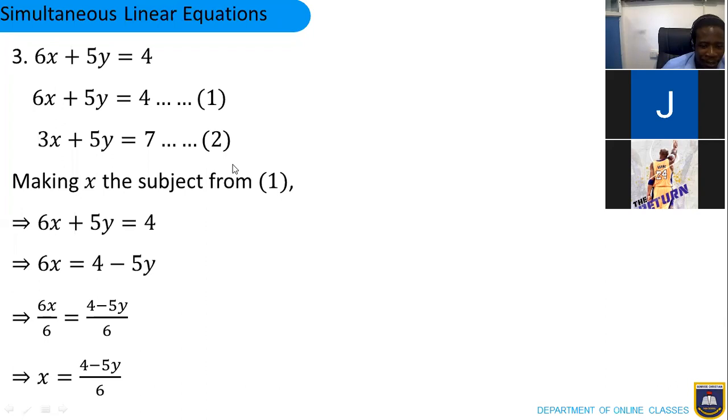Now, I want to make x the subject from equation 1. So pick equation 1, that is 6x plus 5y is equal to 4. First of all, I have to send 5y to the other side. Now you're left with 6x being equal to 4 minus 5y. Since we are making x the subject, I have to divide the whole thing by 6. So 6x divided by 6 is equal to 4 minus 5y, all divided by 6. Then x is equal to 4 minus 5y, all divided by 6. This is our first phase. Who is confused with making x the subject?